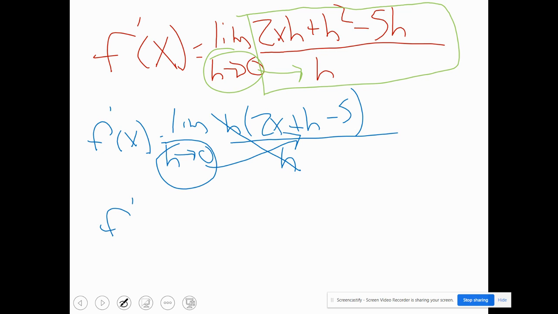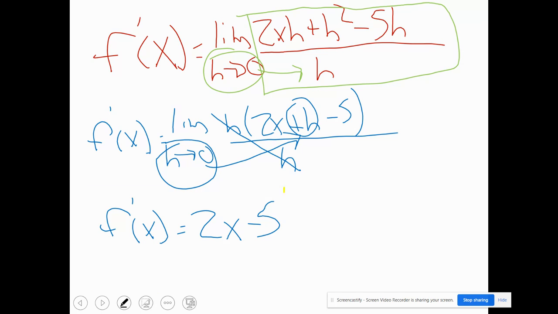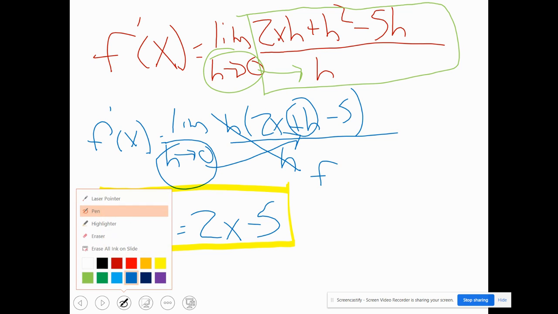And what I'm left with is f prime of x is equal to 2x. When I plug in a 0 there, I get nothing, and minus 5. And that is my derivative. That is my slope formula. So we have two functions that you can use to do problems with.